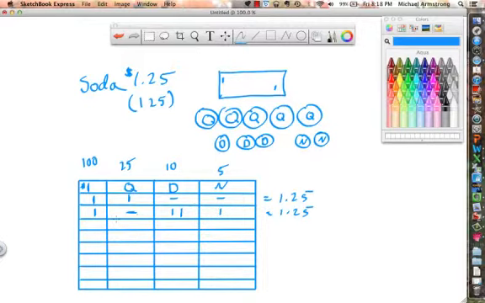Is there any other way to use $1? Actually, there are. I've already used my quarter. Could I do it with 1 dime?